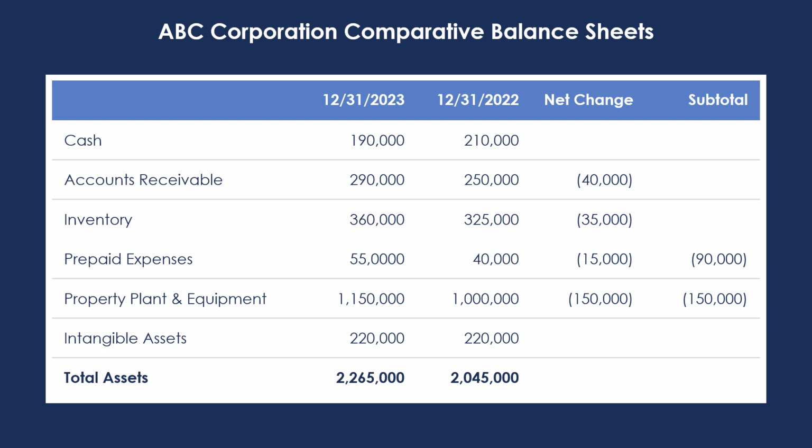Inventory went from $325,000 to $360,000 in year 2023. It takes cash to buy inventory, and our inventory went up by $35,000, lowering cash by a like amount. Prepaid expenses went up year over year by $15,000. Balance in year 2022 was $40,000, and the balance in year 2023 is $55,000.